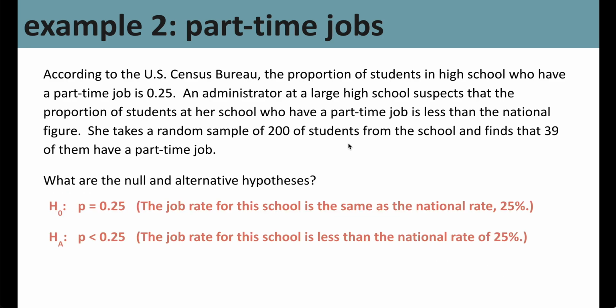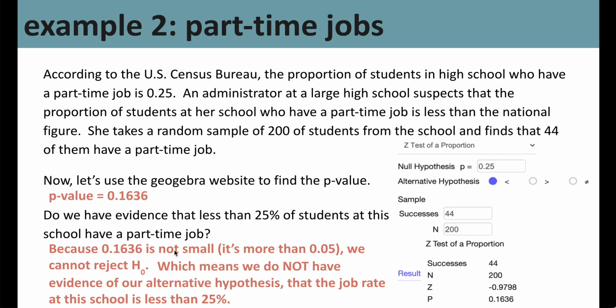And if we're not rejecting the null, that means we're basically staying here at the null hypothesis. That means we do not have evidence of our alternate. So we're not rejecting the null. We're kind of choosing that as our conclusion. We do not have evidence of our alternate. So we do not have evidence that the job rate at this school is less than 25% because we did not reject the null. So this administrator does not have evidence that less than 25% of her students have a part-time job. So there's a couple of examples for you, and that is it for this lesson.